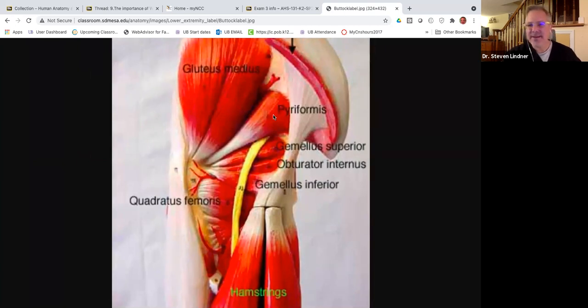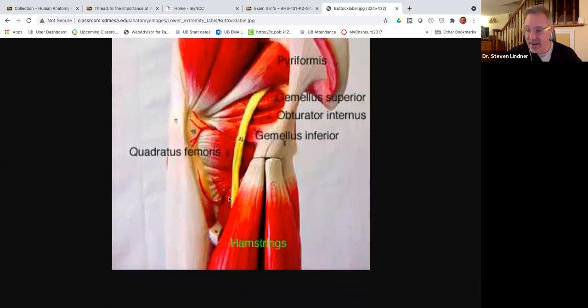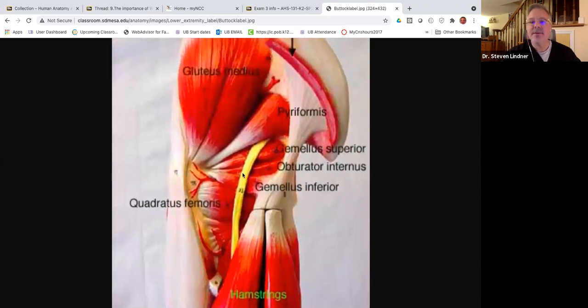This piriformis is a famous muscle because if we look at it, it's a landmark. When you find the sciatic nerve, which is this yellow nerve here, you could see that superior to the sciatic nerve is the piriformis. So when this muscle is in spasm, it tends to hit and trigger the sciatic nerve, creating what's called sciatica.